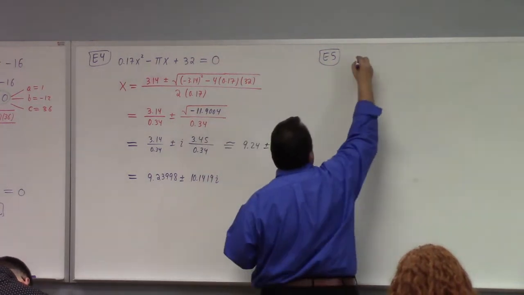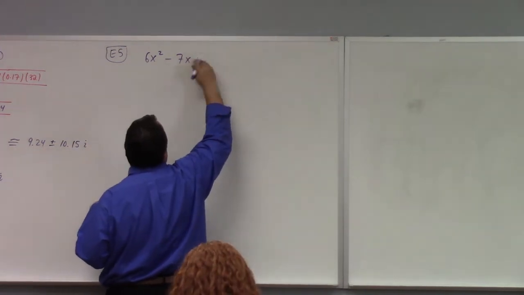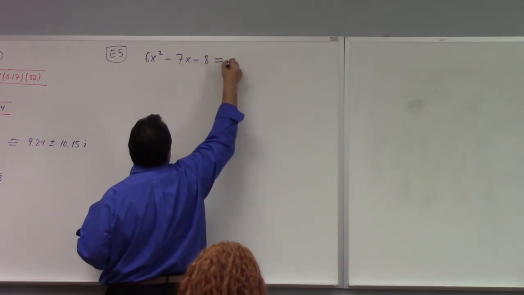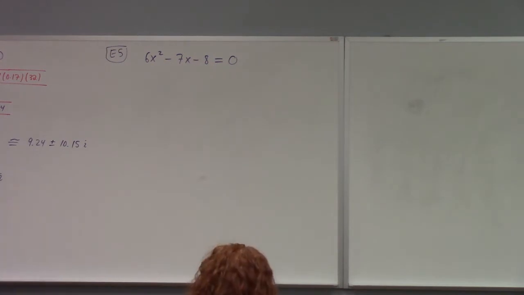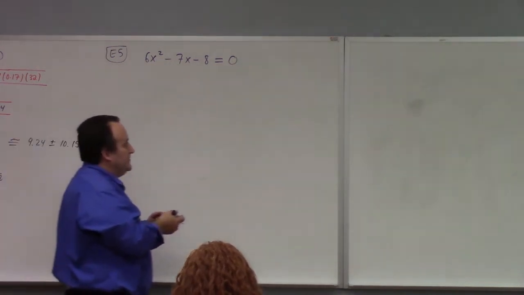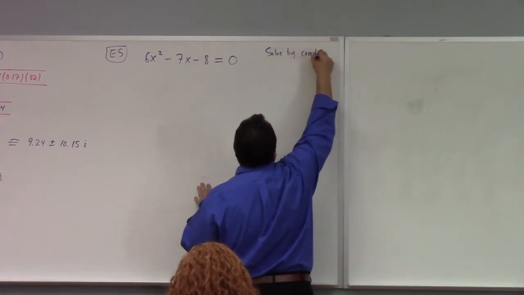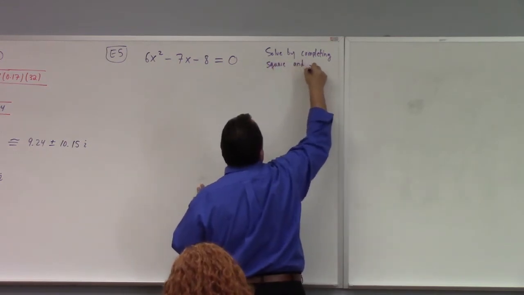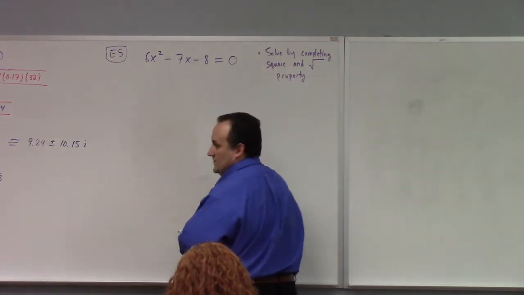Example 5. What if we had 6x squared minus 7x minus 8 equal to 0? You're going to solve this one. So this one, I want to show you, I'm going to solve it by completing the square and using the square root property. Okay, this is how I'm going to solve it. Solve by completing the square and square root property.